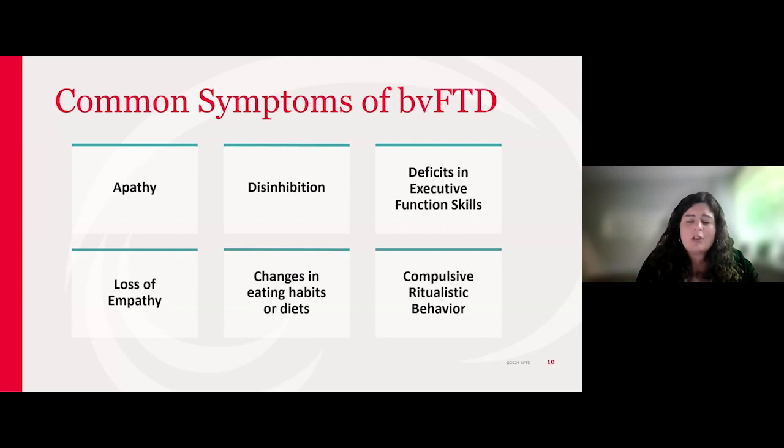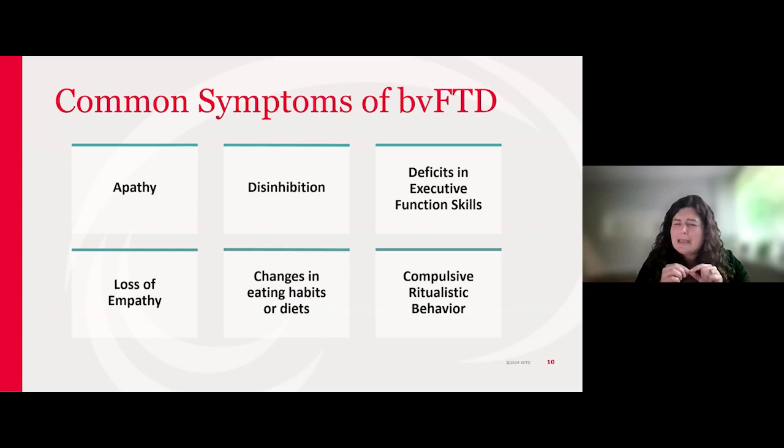We also see something called loss of sympathy or empathy. It's very common, and I think this is really hard in family members. The person who once cared deeply about you is no longer showing that they care anymore. They no longer have the desire to attend events or be present. And it's very difficult on roles and relationships. In addition, we see a lot of compulsive ritualistic behavior.